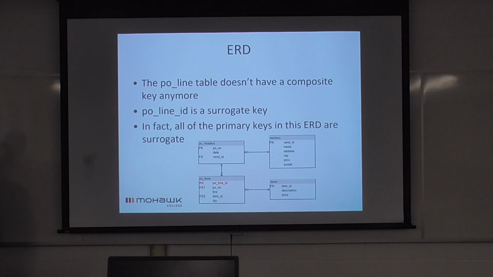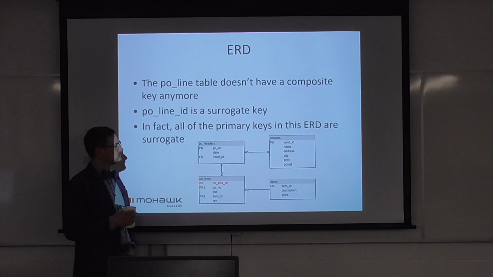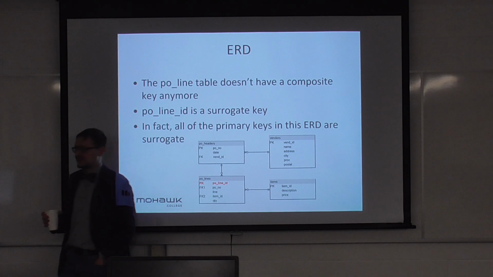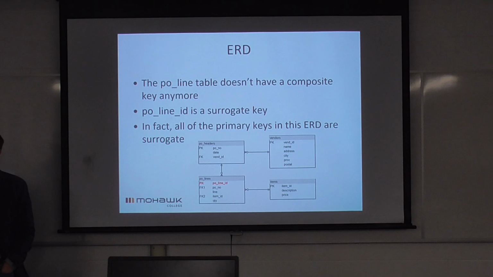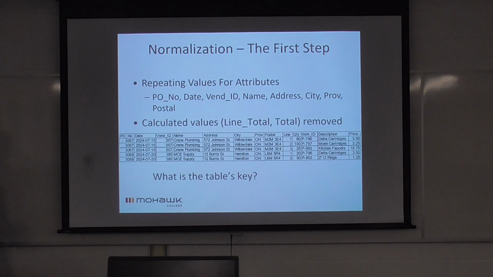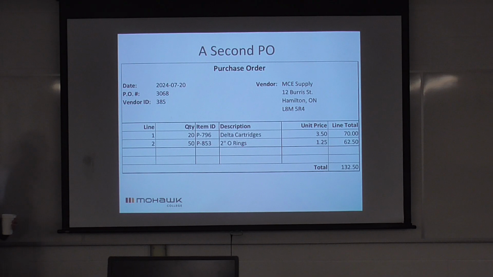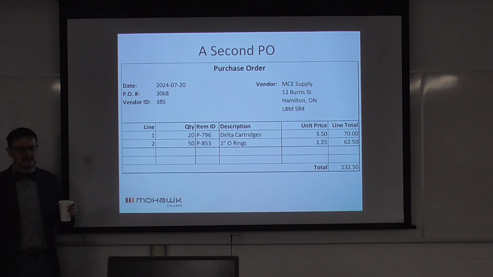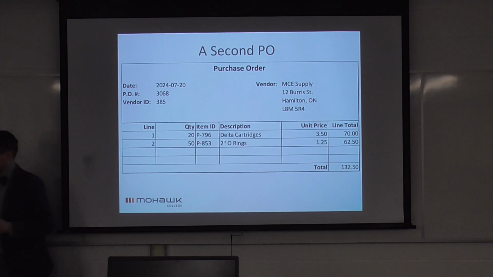I'm not sure I agree with that statement. All of the primary keys in this ERD are surrogate. Some of them are M-buns, but it depends on what you consider the place the data arises, right? If you consider the original PO document to be your primary data source, a surrogate key is anything that you have to add that doesn't exist here, right? Which means that the only surrogate key is the one that we added for the PO lines.